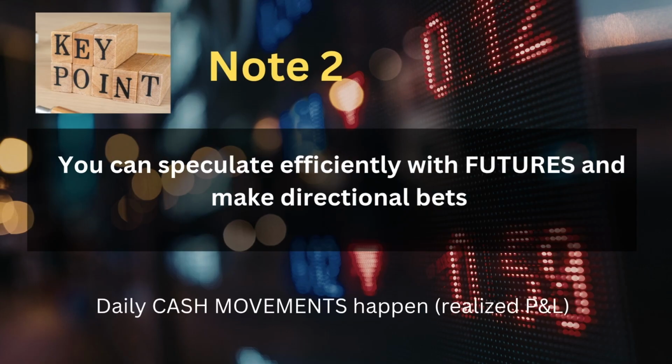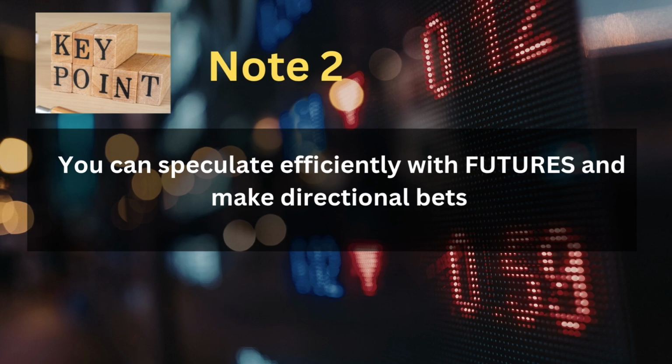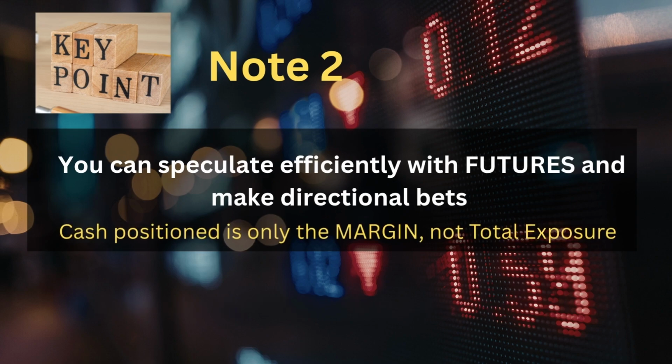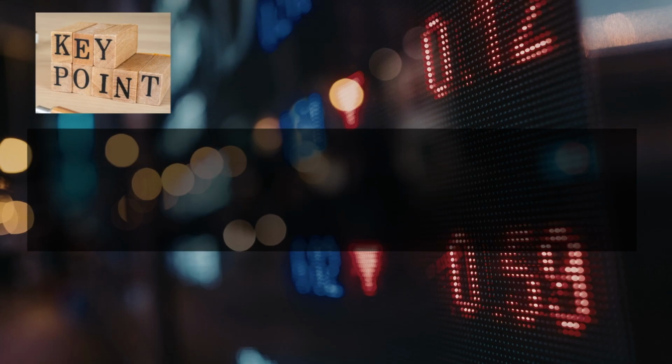And best of all, your cash position is not the overall futures position. In our hypothetical example, the futures position is 1 million, but note you're able to get positioned by this much using only the margin of $200,000. Which brings us to note number 3.